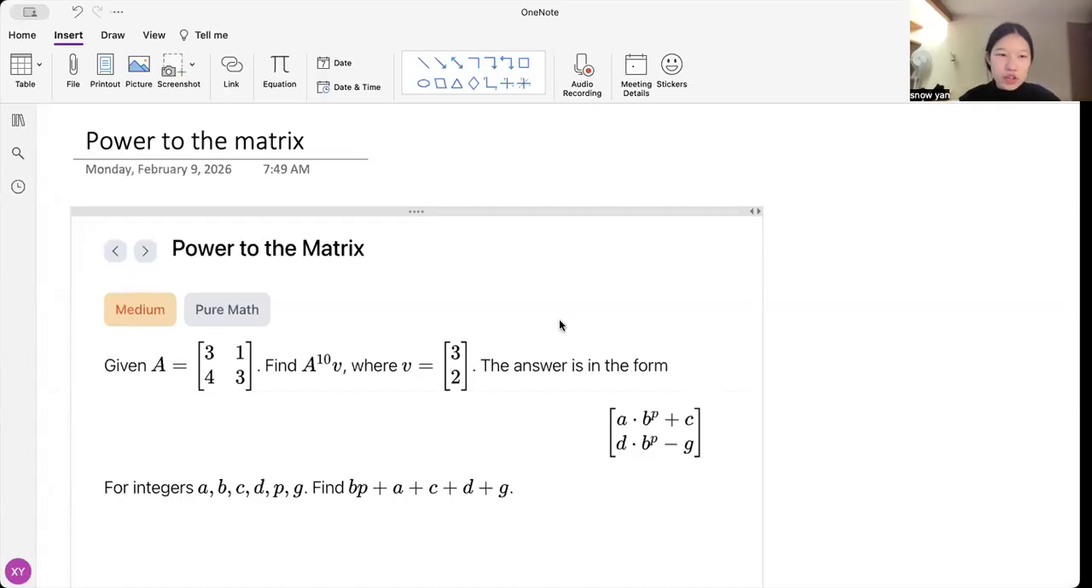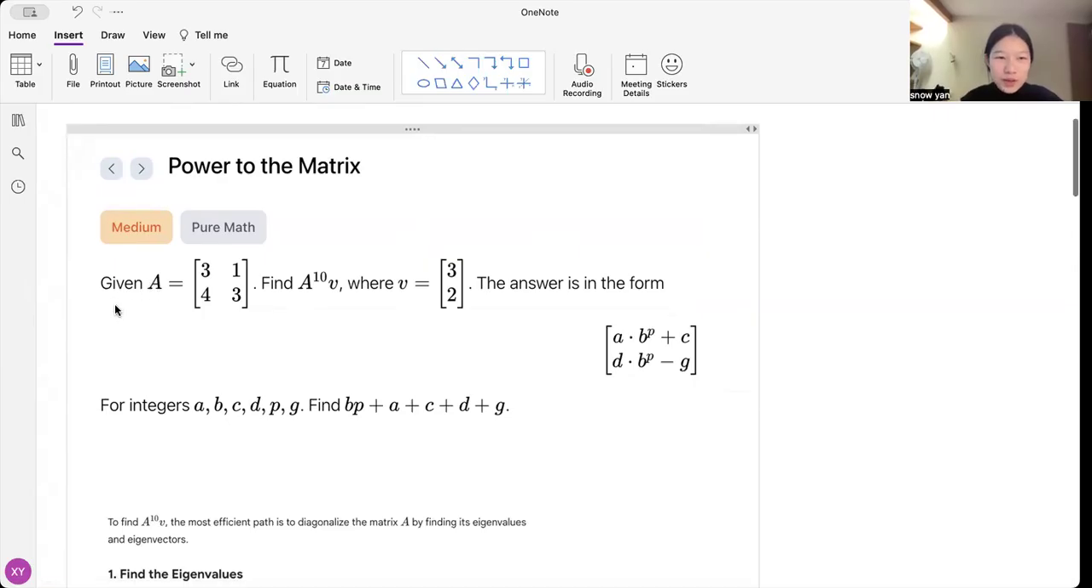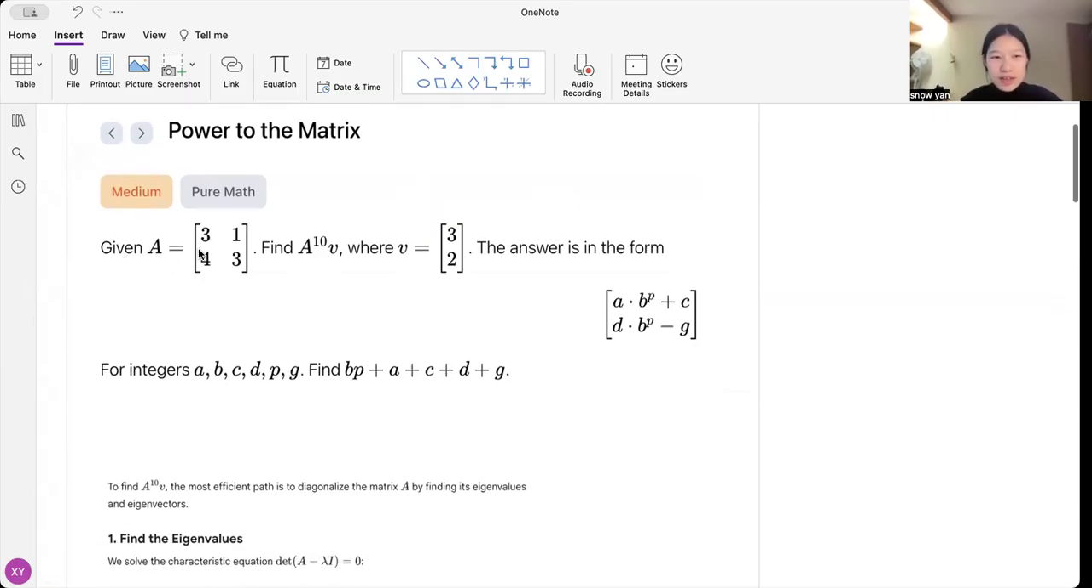Okay, today's quant question is power to the matrix. It's a linear algebra question again, because I'm right now doing linear algebra review. Given the matrix A is this thing, find A to the 10th times V, where V is this 3 and 2. The answer is in the form of this thing for integers A, B, C, D, P, G, find whatever this is. So basically we do want to find this matrix.